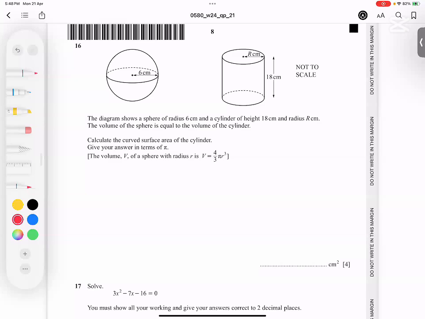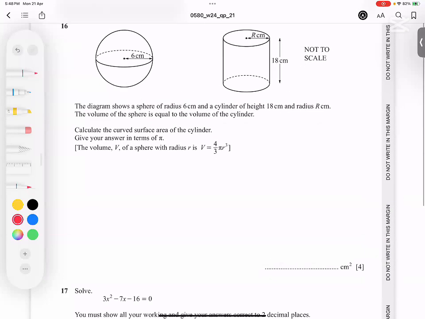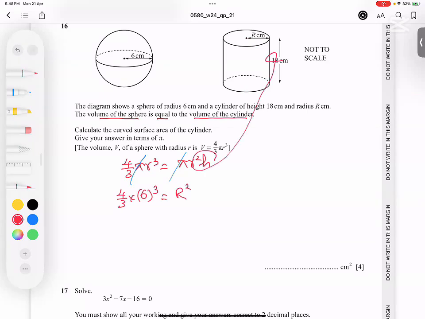So students, let's start question number 16. The question is saying the volume of the sphere is equal to the volume of the cylinder. Sphere volume is 4 by 3 pi r cube. And cylinder volume is pi r square into h. So our radius is 6, you can see from here. And we can see pi and pi will cancel from both sides. So I got 4 over 3 into radius 6 to the power 3. And the radius here is a capital R. And height is given here, 18.